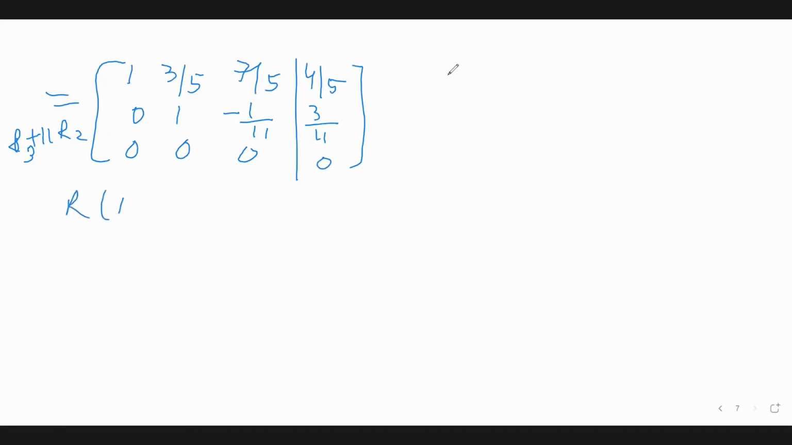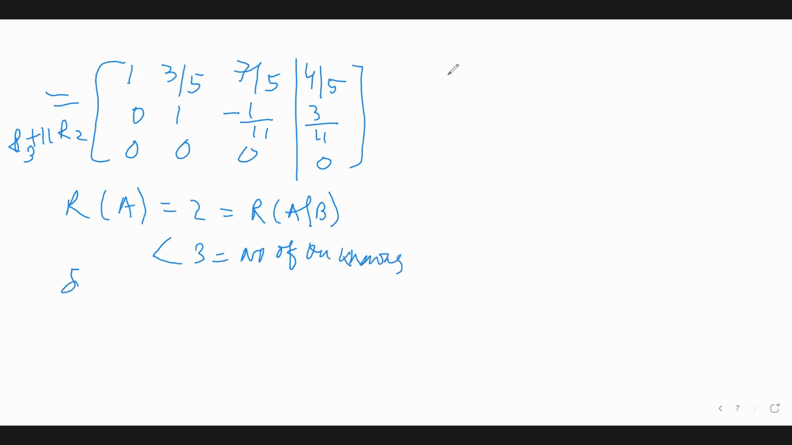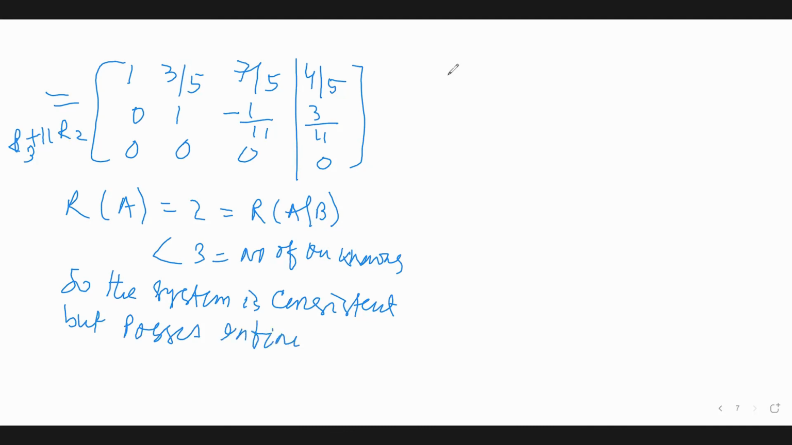What is the rank of A? Sir, 2. That is equal to the rank of the augmented matrix, which is less than the number of unknowns. So this system is consistent but possesses how many solutions? Sir, infinite. Infinite number of solutions.